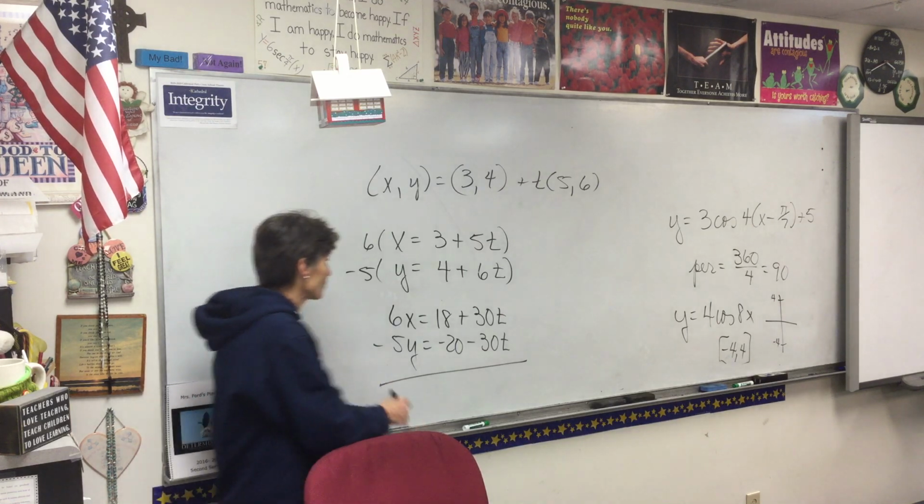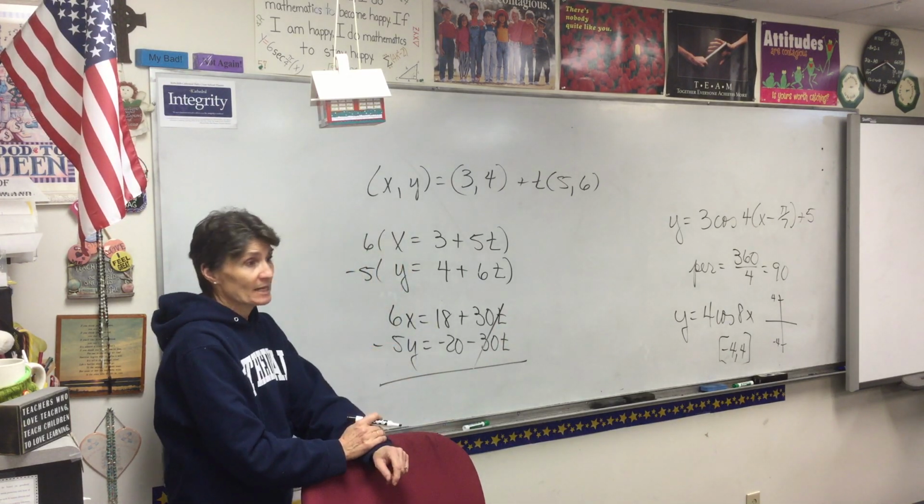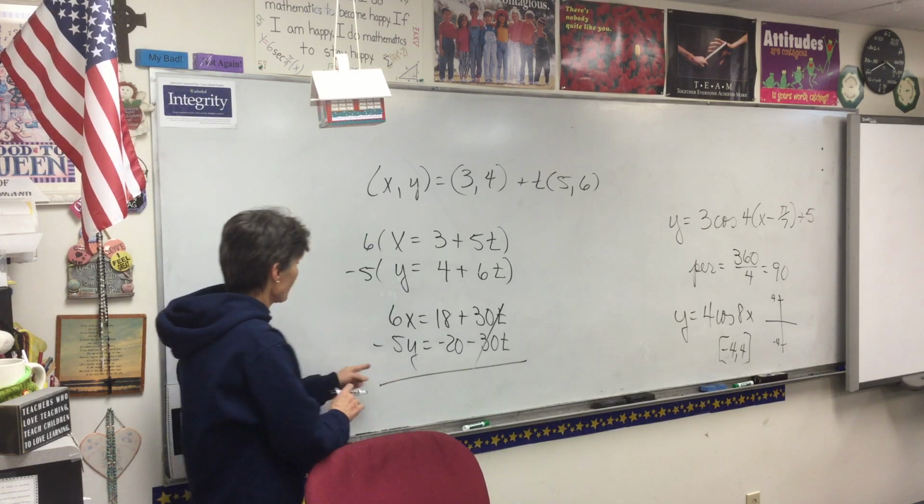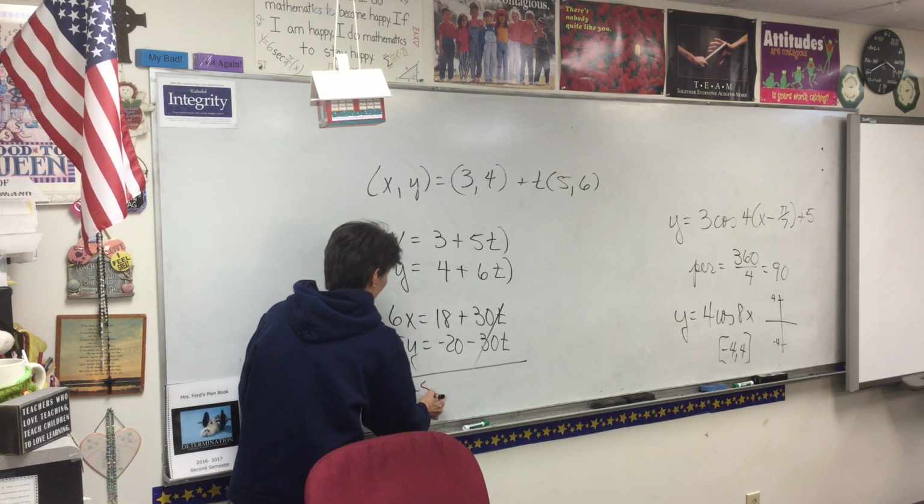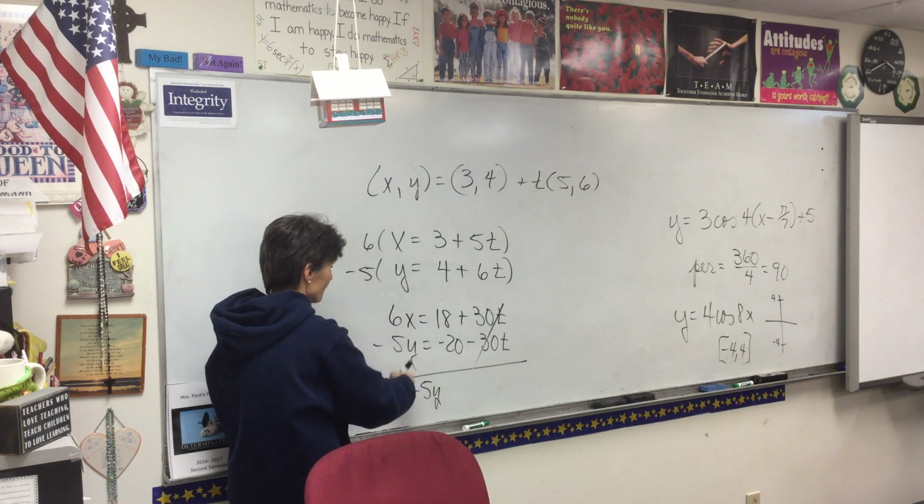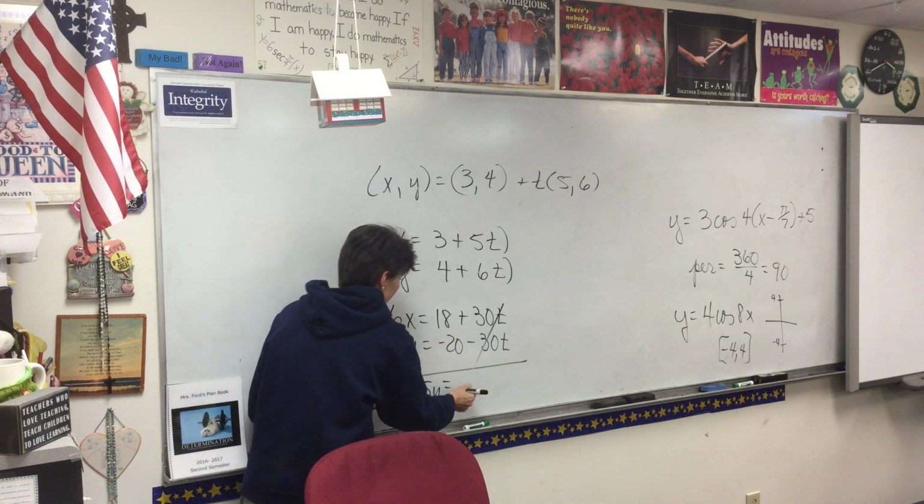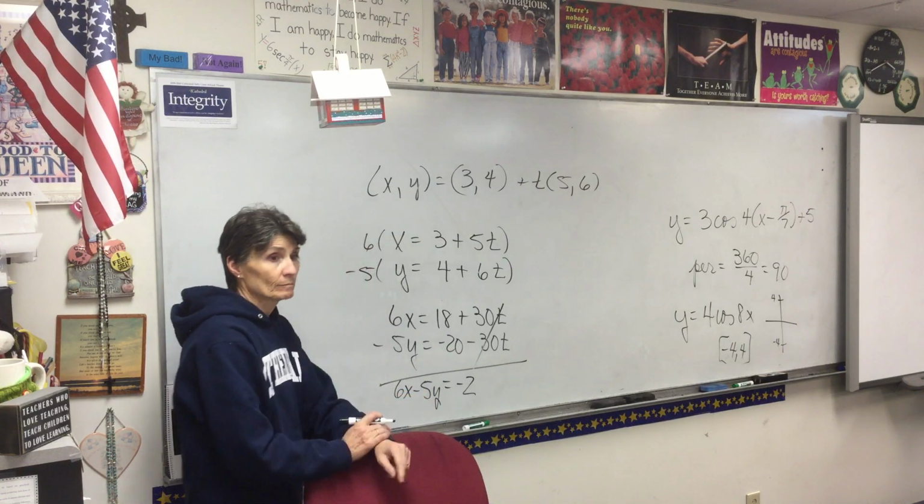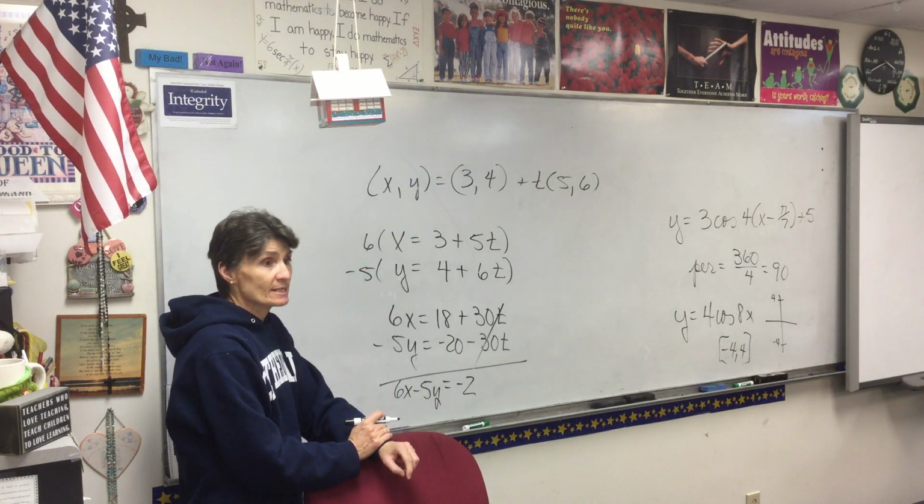Now when I add them together, will I eliminate the t's? That's what I wanted to do. So I'll have 6x minus 5y, those don't add together, equal to negative 2. And that actually is the standard form.